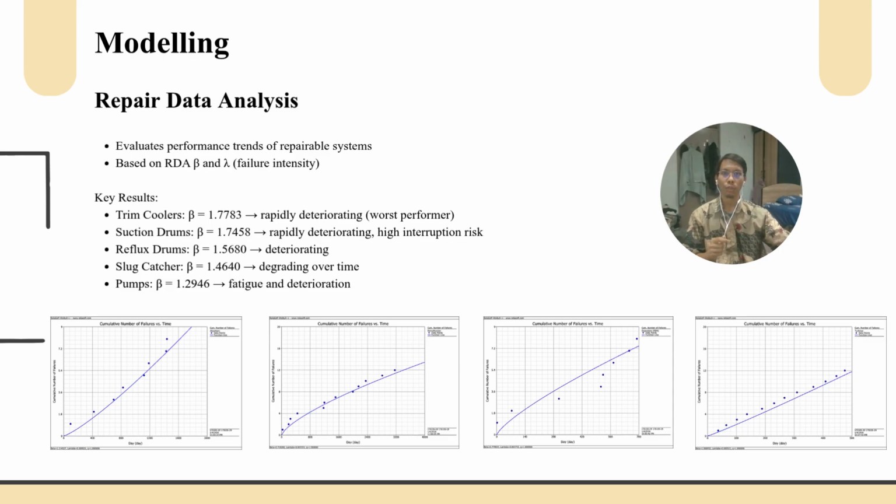Suction drums also show rapid deterioration and pose a high risk of process interruption. Reflux drums and the slug catcher are similarly degrading, indicating aging equipment. Pumps also show a deterioration trend, confirming fatigue behavior in rotating equipment. Overall, the RDA results indicate that the majority of equipment is experiencing wear out, which increases the likelihood of failures over time.